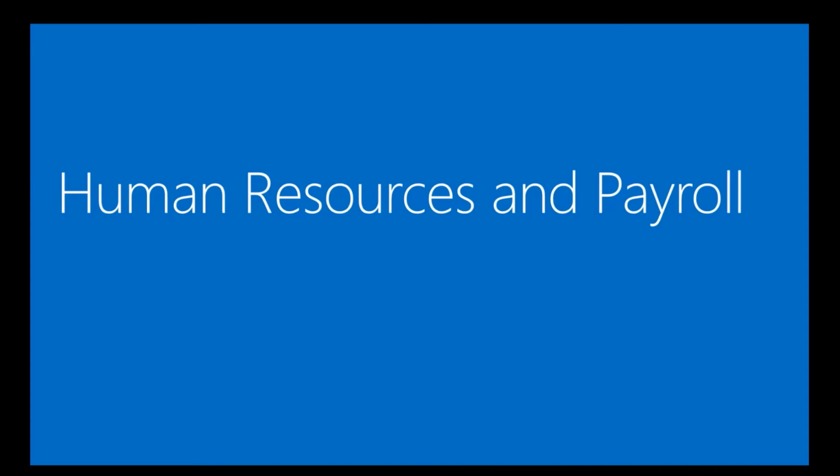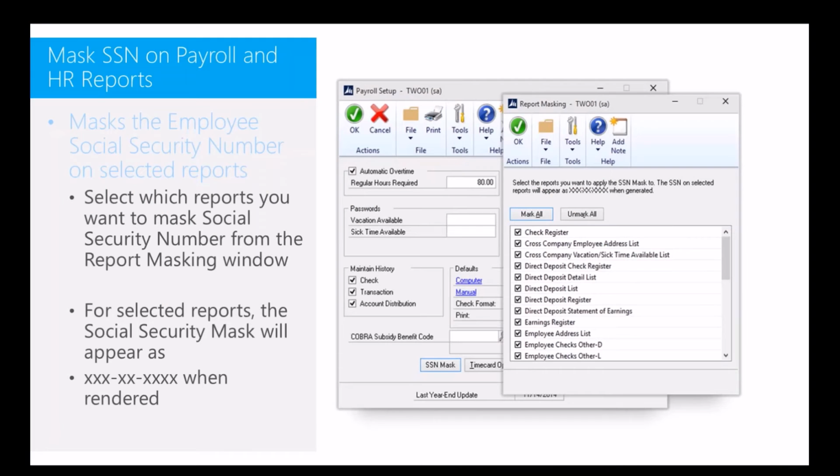So, human resources and payroll. Anybody using human resources and payroll may get excited about this. You now have the ability to match the Social Security number on payroll and HR reports if you choose to. So you have the ability to select specific reports based off the information in the payroll setup that you would like to match that on, so that they can be deployed or shown to other people without critical information showing up that people may not want thrown out all over the place.